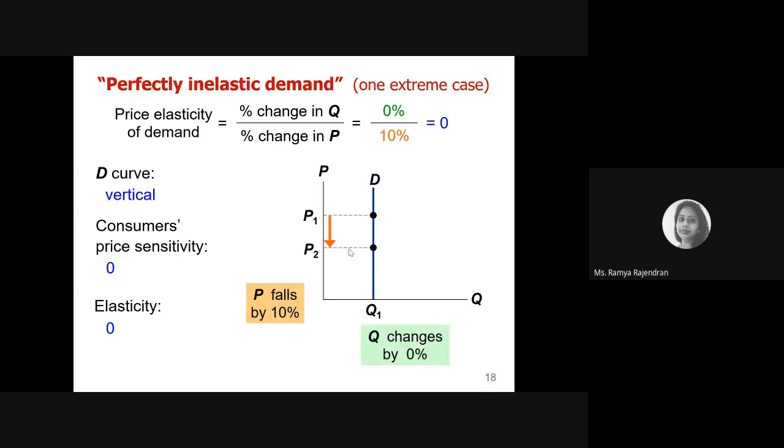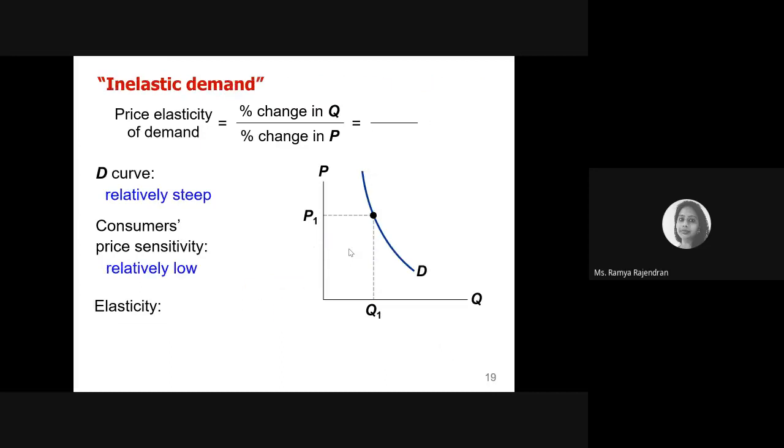Price change never affects the quantity, whether it's a decrease or an increase. If the insulin price decreases, are people going to buy more? No. If the insulin price increases, are they going to buy less? No. Right. Next is the inelastic demand. Here you can see the curve is relatively steep when compared to the previous one.